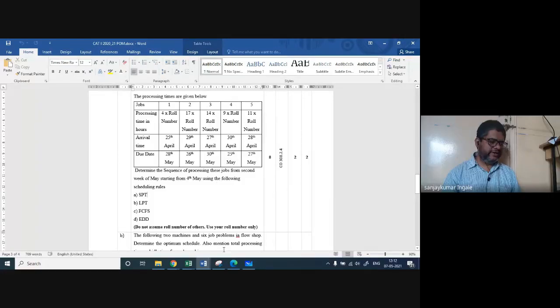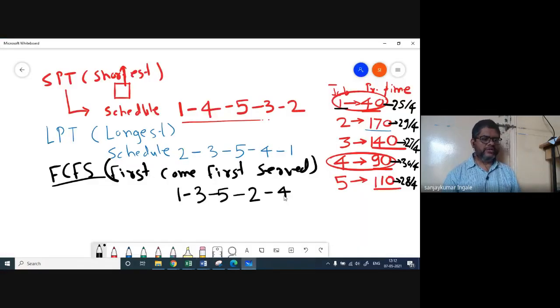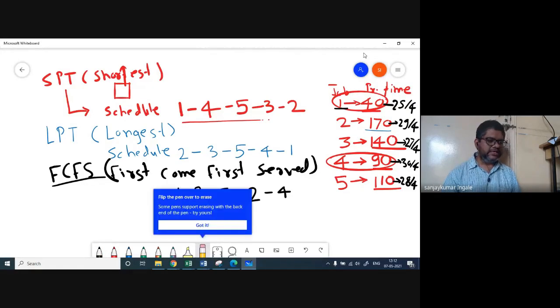Noted? Okay. Again, we'll go back to this. Where is the eraser? This is the eraser. I cannot use this eraser.